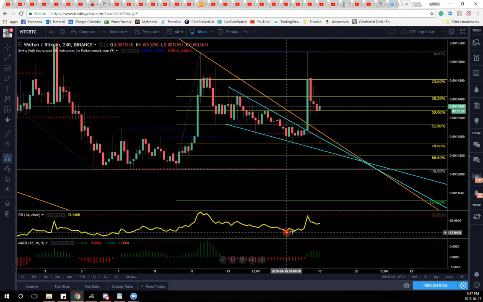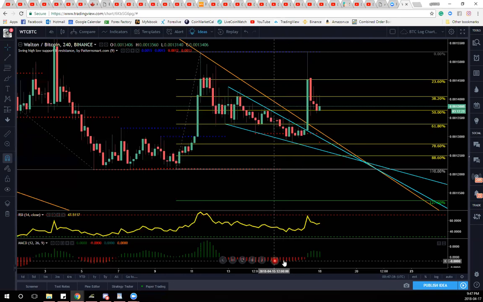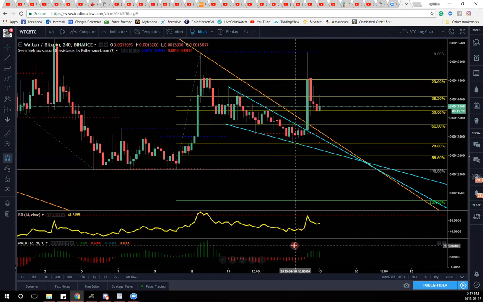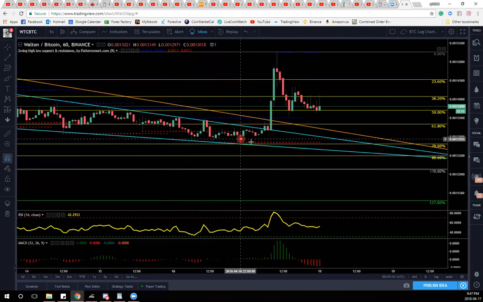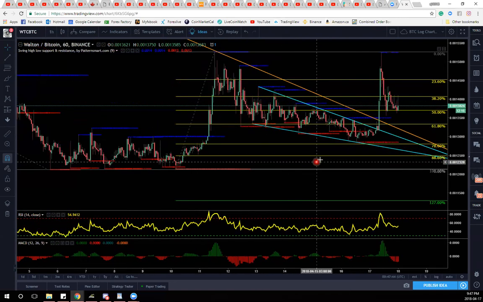But we can see our RSI starting to turn. It's trying to make newer lows, but it's not making newer lows. Same thing for the MACD. We're getting what we call bullish divergence. I'll try to go on a 1-hour.